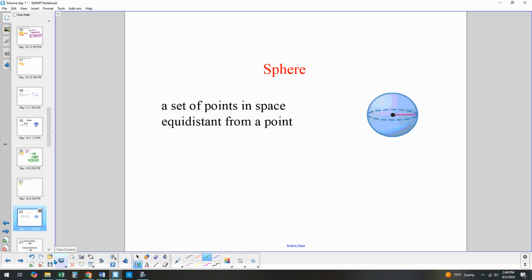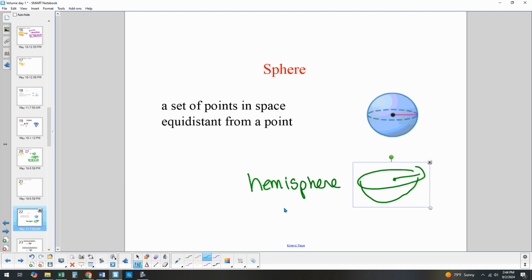So our next shape is a sphere, which is the set of all points in space equidistant from a given point. I also have half of a sphere, which is terribly drawn, but we can imagine that. And that would be called a hemisphere. So we should be able to find the volume of both a sphere and a hemisphere.